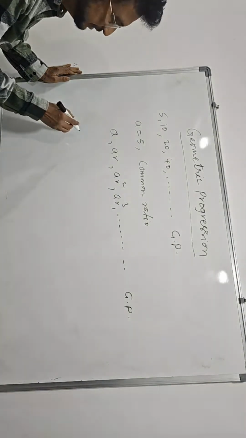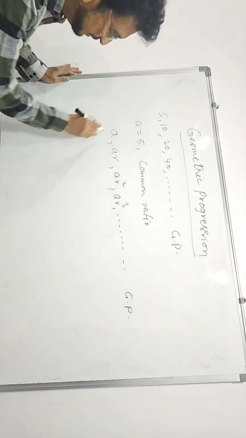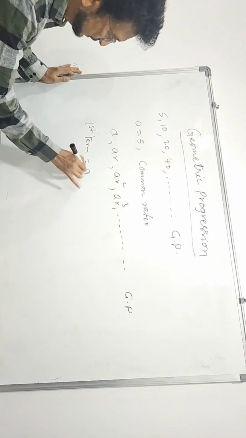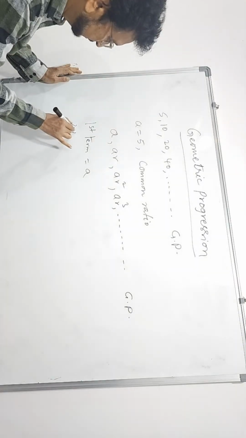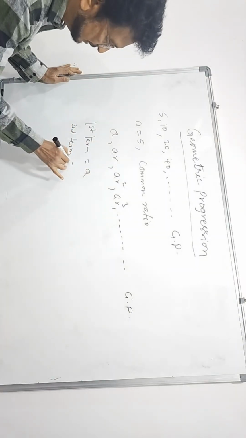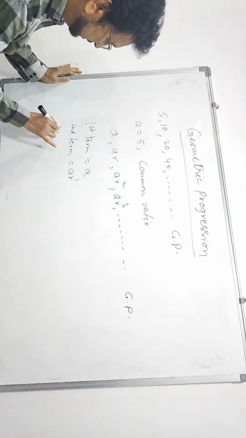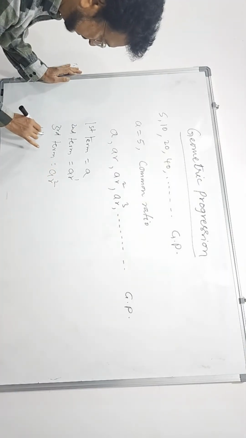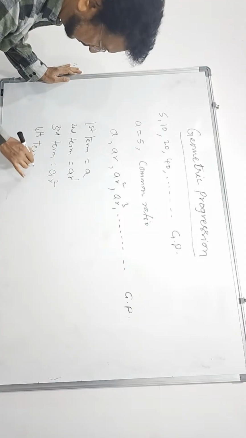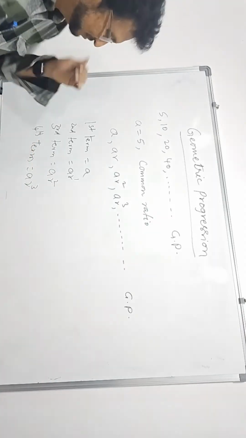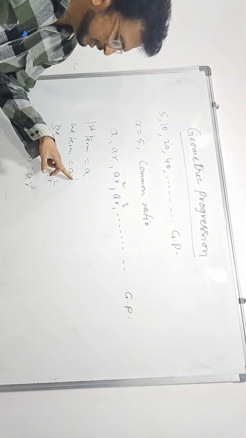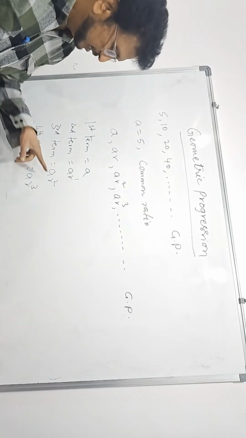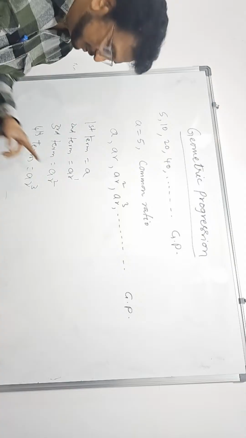See, second term we have written. First term A. Second term. What is the second term? AR power 1. Third term, AR power 2. Fourth term, AR power 3. Second term means AR power 1, which is 1 less than 2. Third term means R power 3 minus 1, which means 1 less power we are getting.